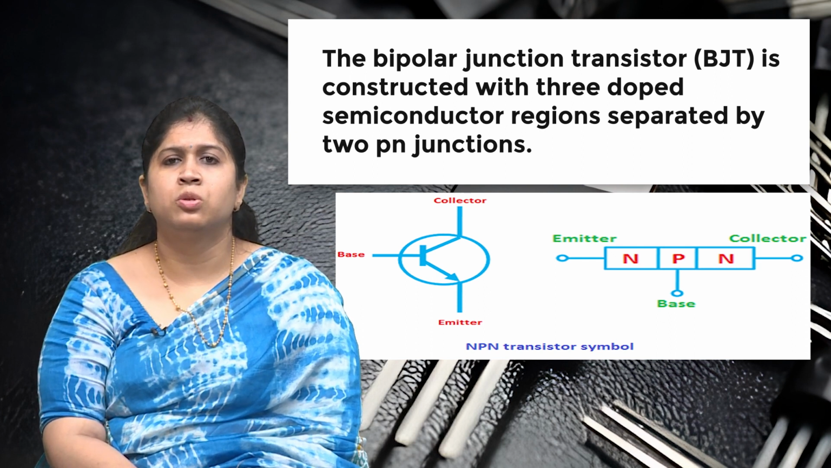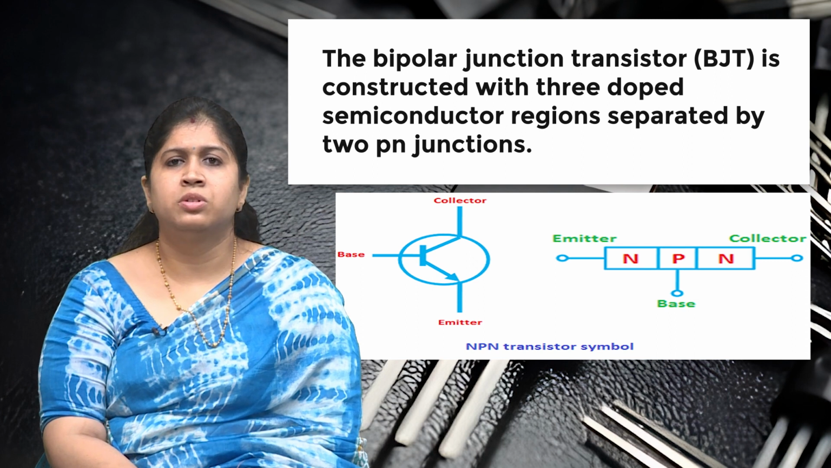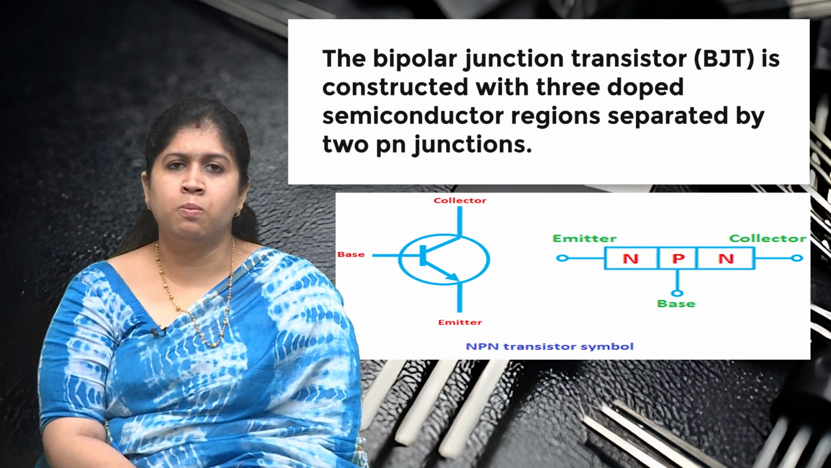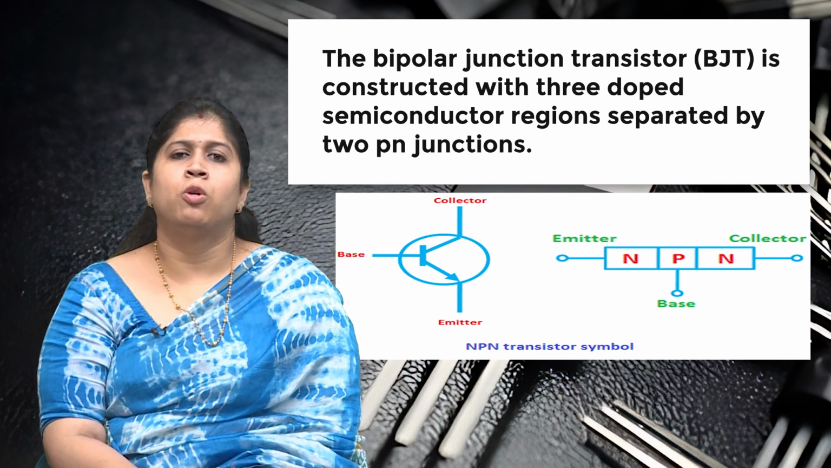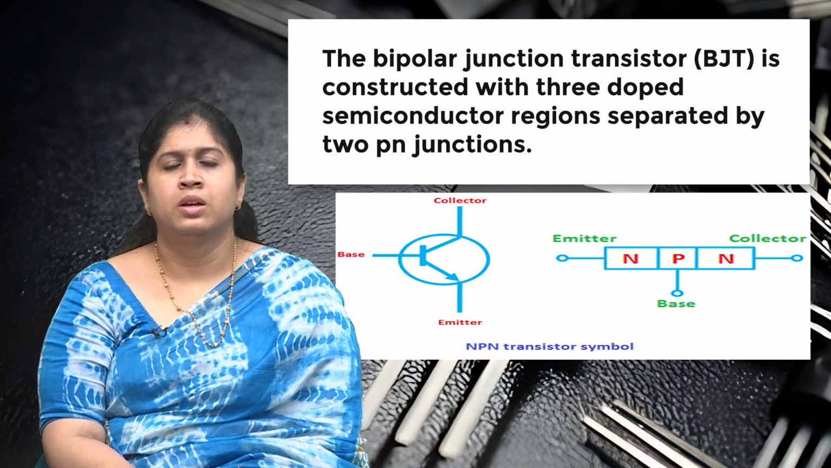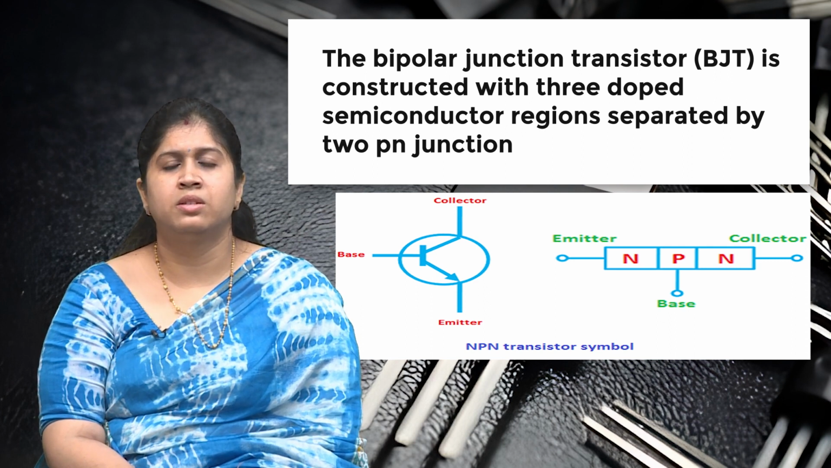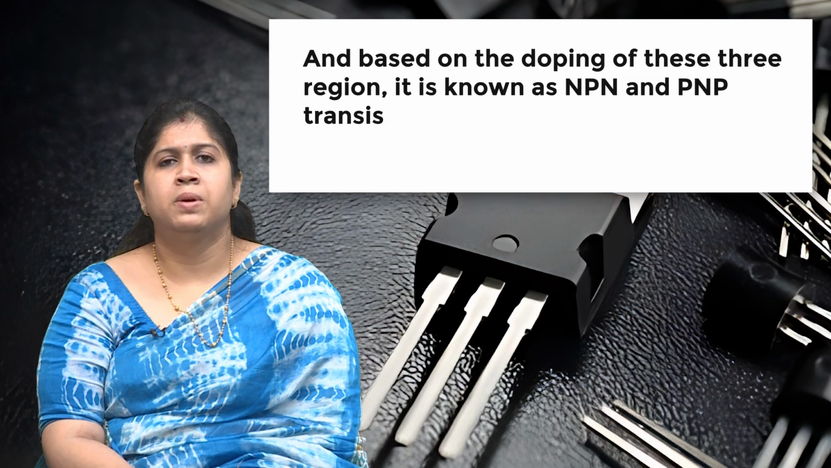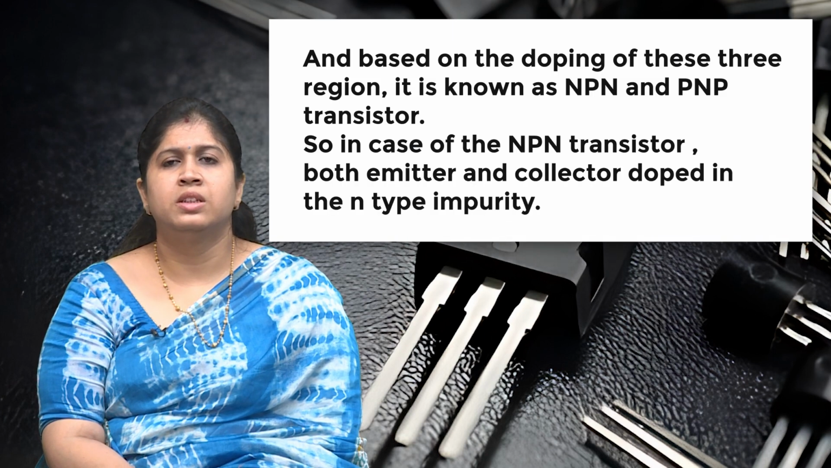The figure shows the NPN transistor. The leftmost N is the emitter, the rightmost is the collector, and the middle one is the base. In the symbolic presentation, the topmost is the emitter, the bottommost is the collector and the middle one is the base. This figure shows the NPN transistor symbol and characteristic, and based on the doping of these three regions it is known as NPN or PNP.